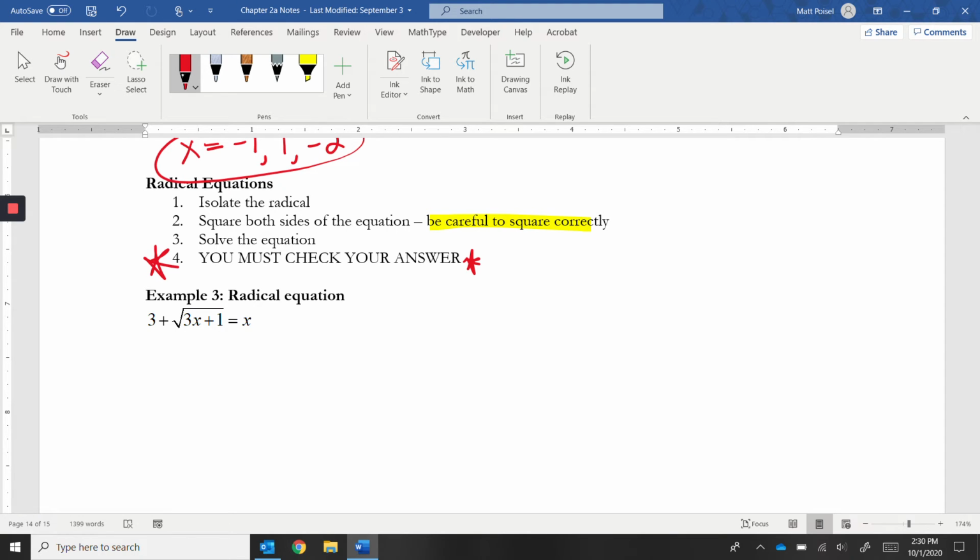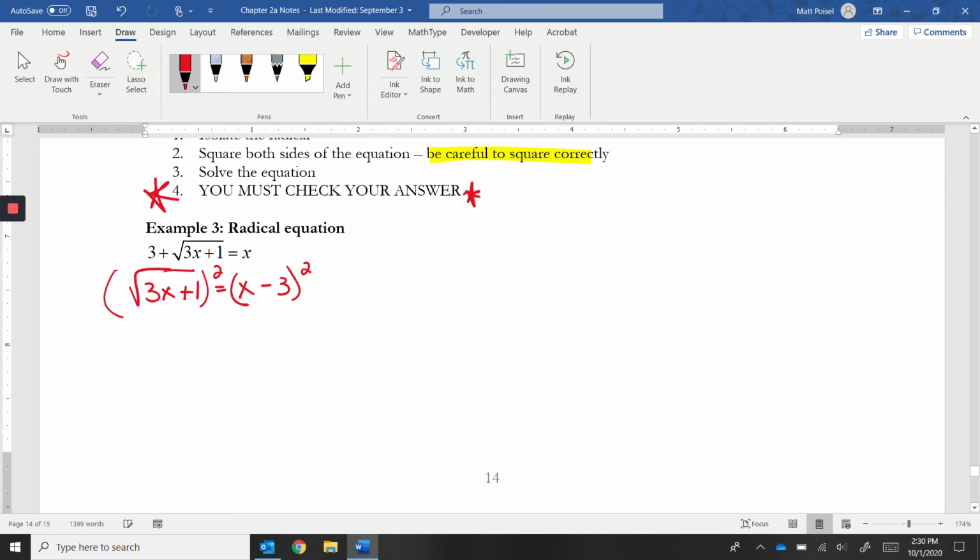All right, we're going to subtract 3 from both sides and get x minus 3. Now, the easiest way to get rid of the square root is to square both sides. Here's what I'm talking about. When you square both sides, on the left, we just get 3x minus 1. On the right, a lot of people want to write x squared minus 3 squared. That is not correct.